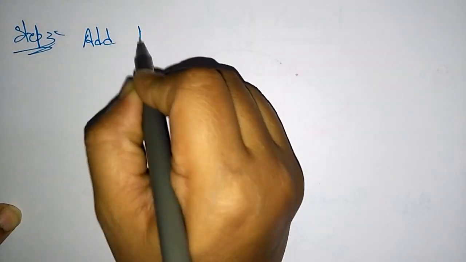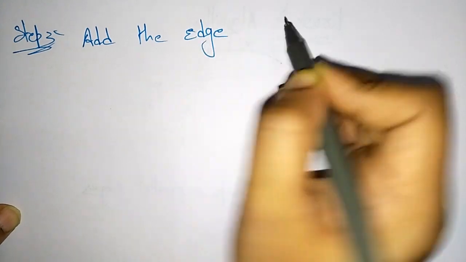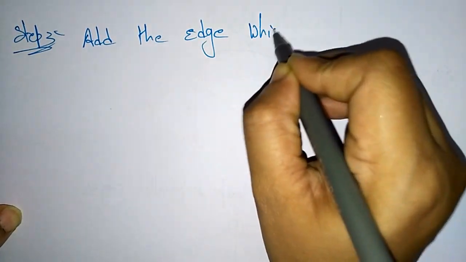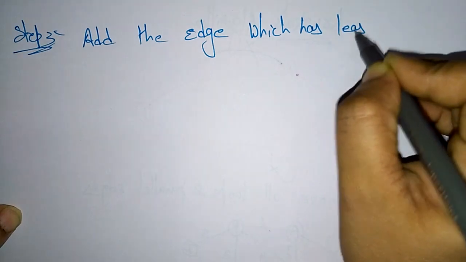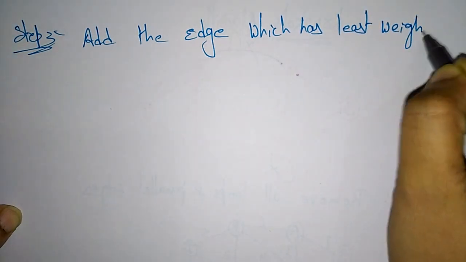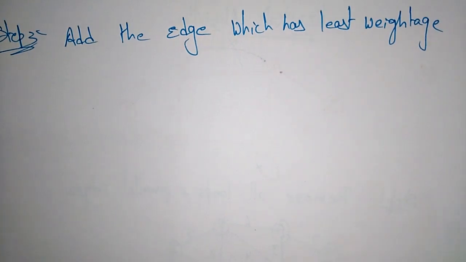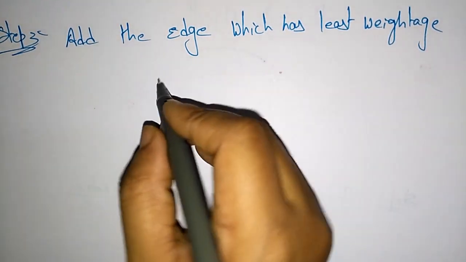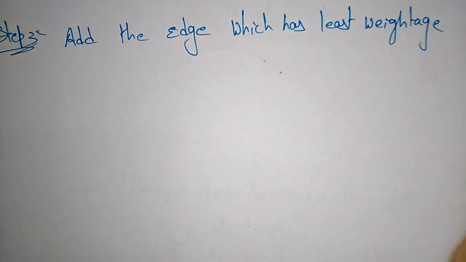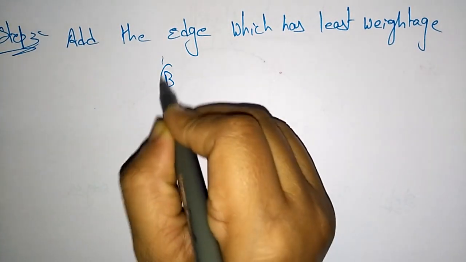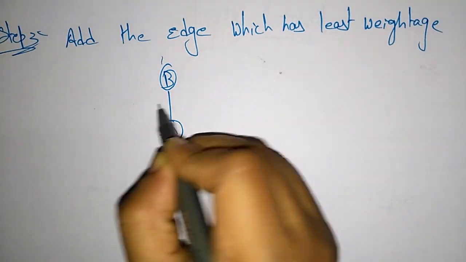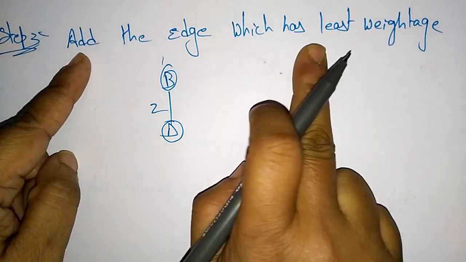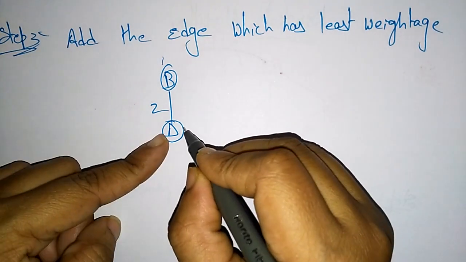In step 3, I have to add the edge which has the least weight. I have to add the edge which has the least weightage. First I have to select the least weight, since I arranged everything in increasing order. The first is BD. BD is having the least weight, 2. So I have to add the edge which has the least weightage. The next least weightage is DT.